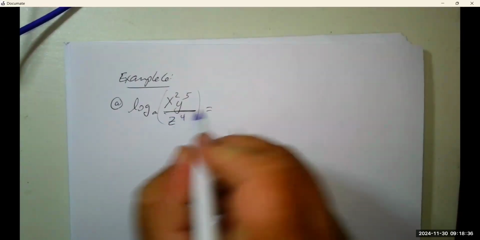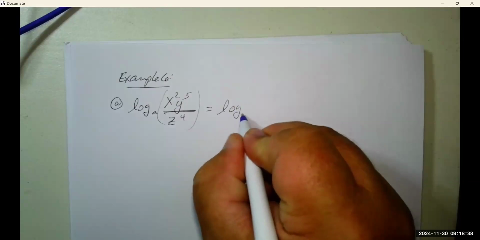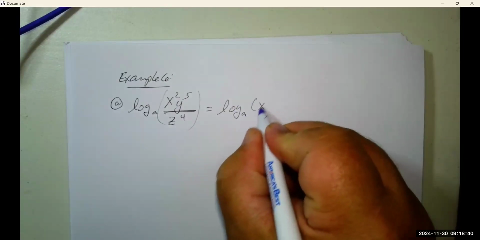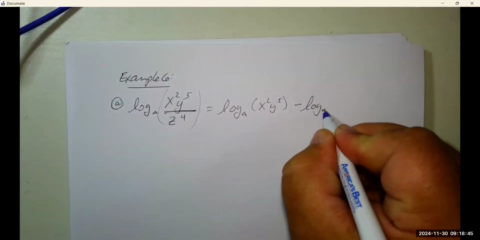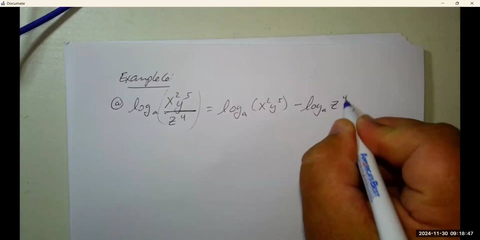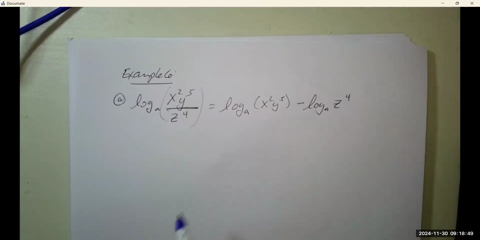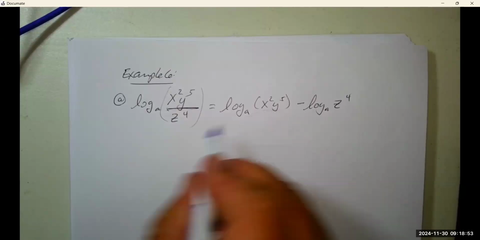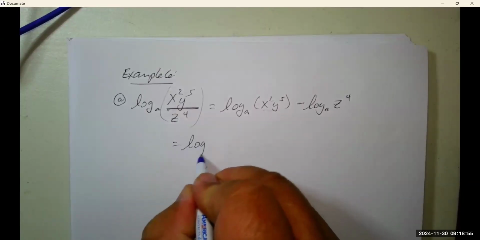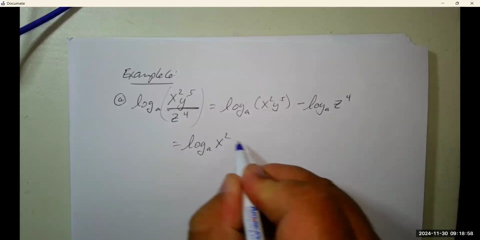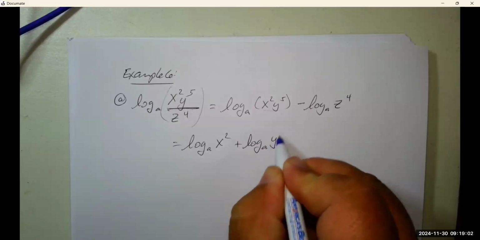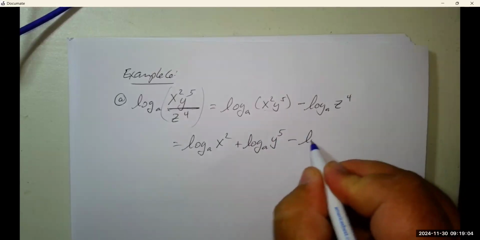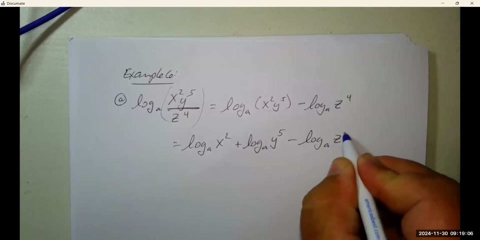So since it's divided, we can look at it two ways. It's two equations. We have the top equation minus the bottom equation. That's what the fraction means. In the first one, we have a multiplication, so we can split those up. Log base a of x squared plus log base a of y to the 5th minus log base a of z to the 4th.